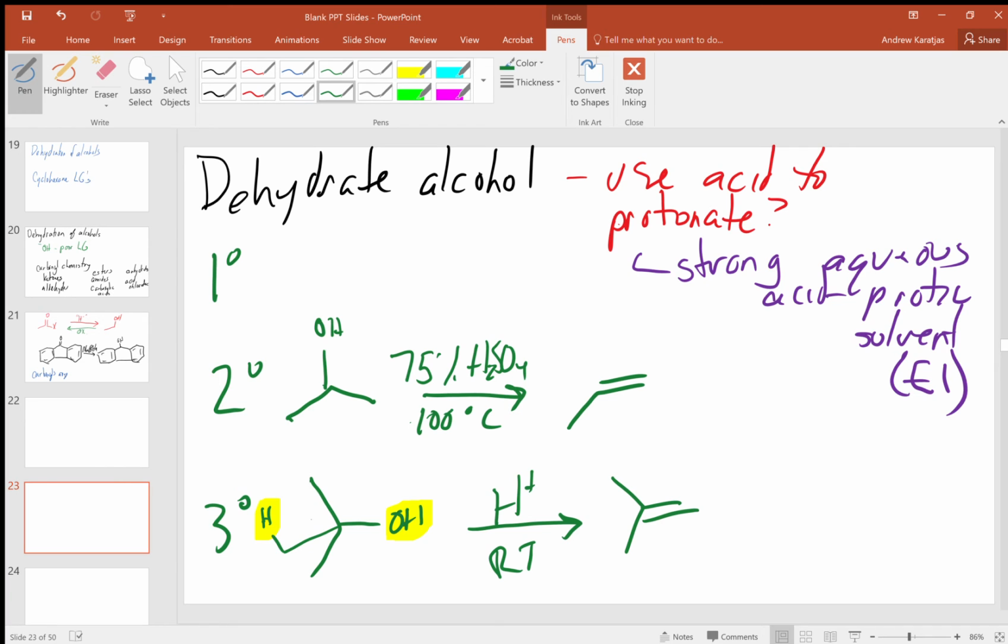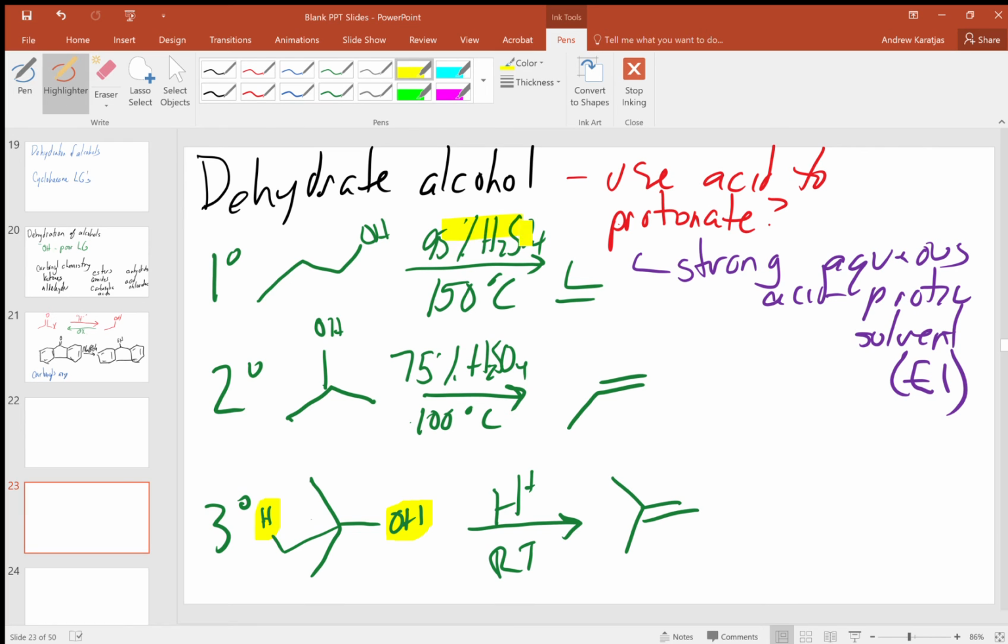With a primary alcohol, even worse. You've got to hit the molecule pretty hard, pretty much pure sulfuric acid, high temperature, and you can get the elimination to take place. Problem is, conditions like this aren't really compatible with most functional groups. And so you have to be very, very careful if you want to try and do it this way.